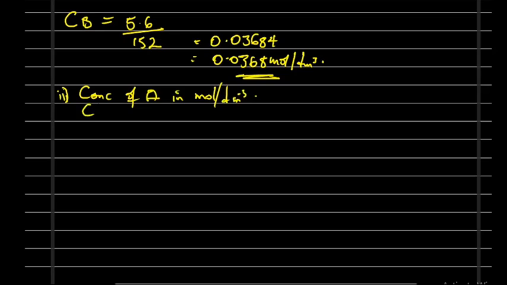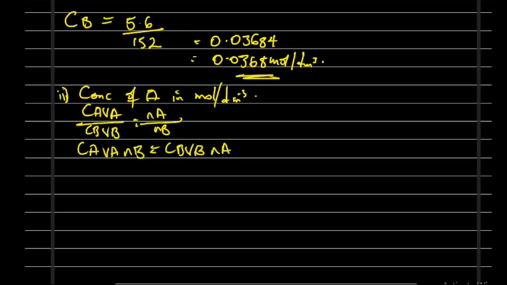So we are using CAVA divided by CBVB equals NA over NB. So the straight line equation is going to give us CAVA NB equals CBVB NA. I'll encourage you to always do this. If you know you probably miss a step and get it wrong, just take it step by step and do this so you get it right.